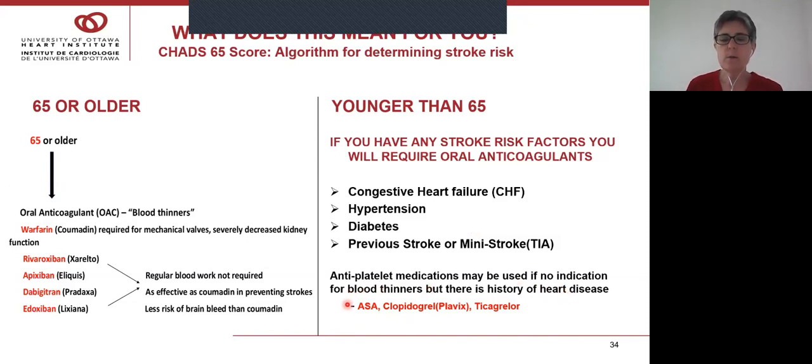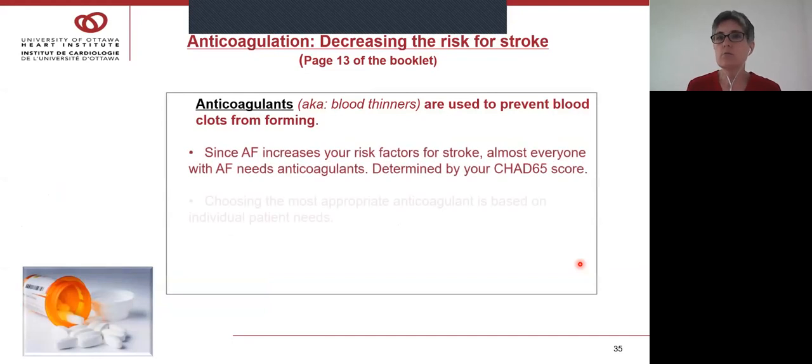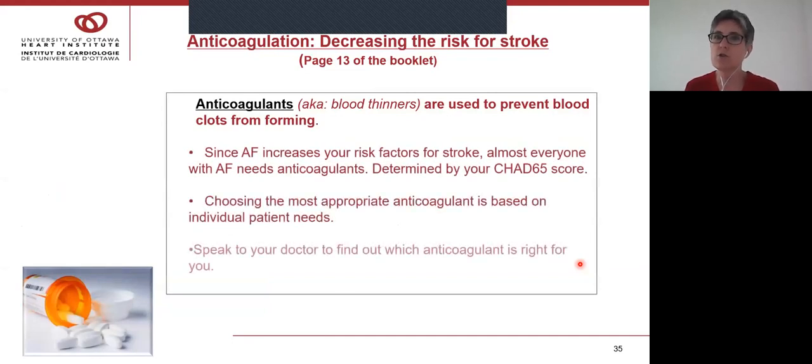Some patients, if they've had a stent or heart disease and no other risk factors, may take aspirin or antiplatelets such as clopidogrel or ticagrelor. But we know that aspirin is not as effective as the newer medications at preventing stroke. So if you're older than 65, or if you have any of these other risk factors, then you require one of the new blood thinners. And so this will involve a discussion between you and your doctor, between your risk factors for having a stroke and what medication he or she thinks is best for you.